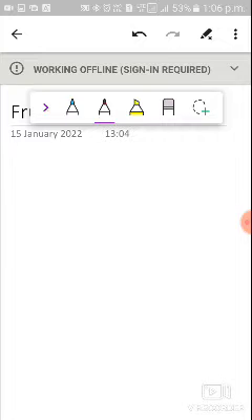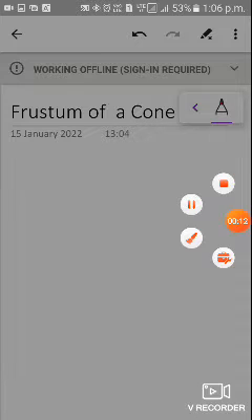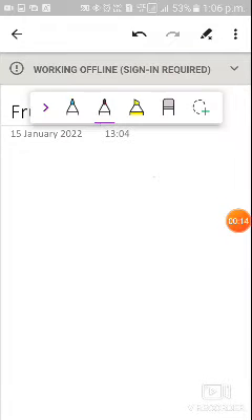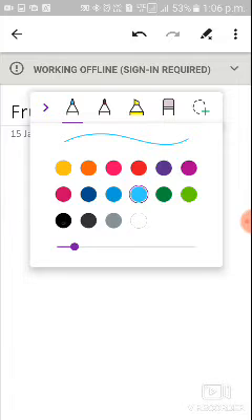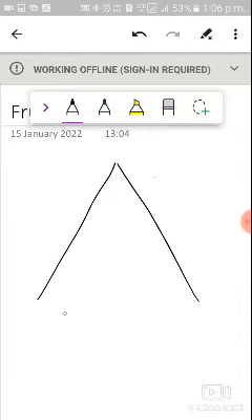Today we are going to discuss a new topic, that is frustum of a cone. So let us understand first what is the frustum of a cone. As we already know a cone, what is a cone? So here I am going to draw a cone. This is a right circular cone.